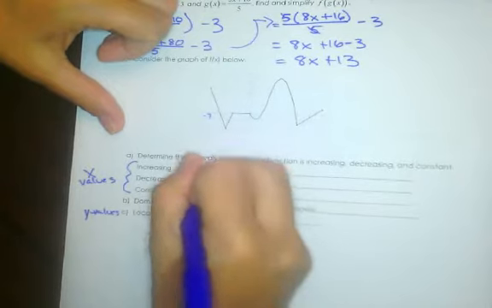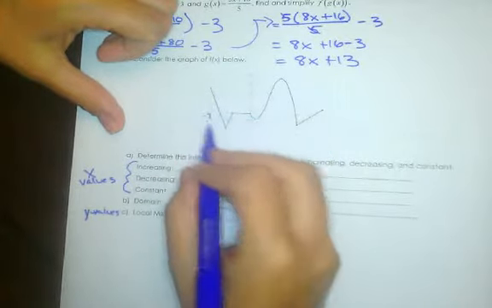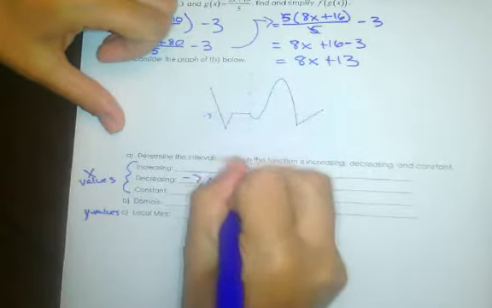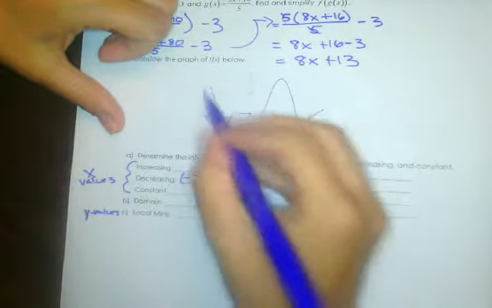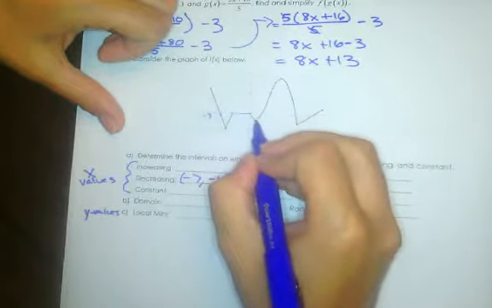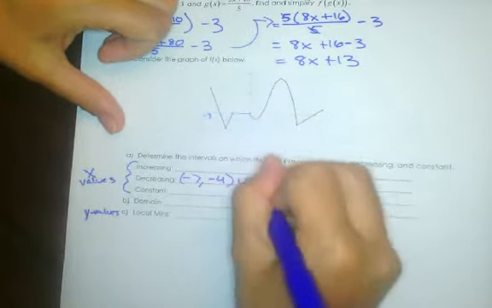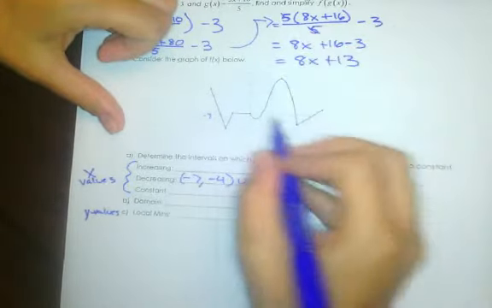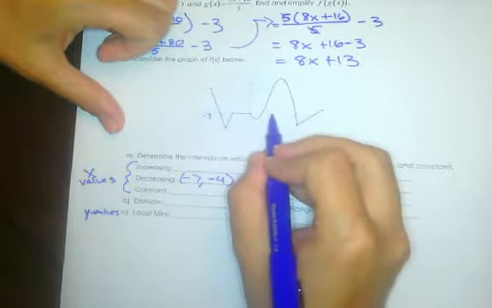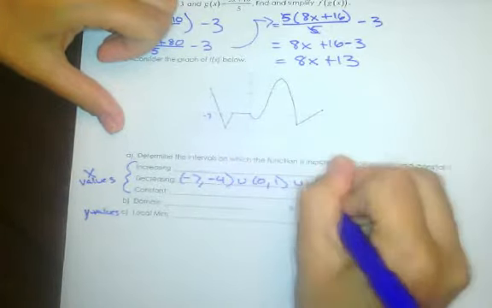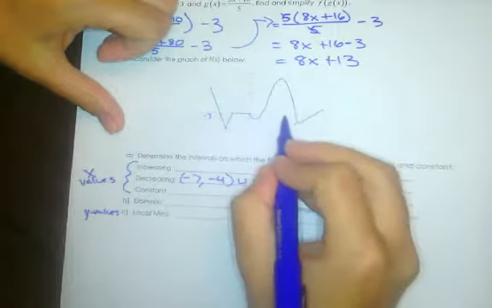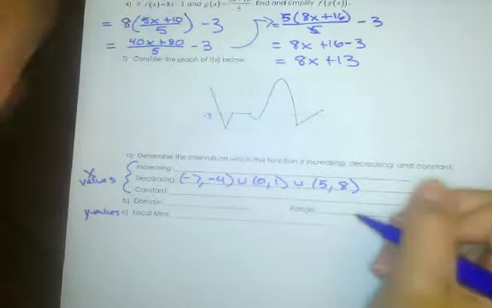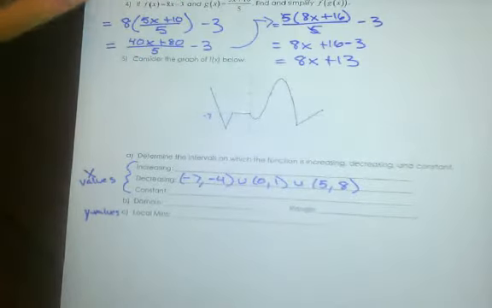So it's decreasing from -7 all the way until -6, -5, until -4, okay? And then it's increasing, constant, and then it's decreasing again from 0 to 1. So from 0 to 1, union, and then it's decreasing again. There's 1, 2, 3, 4, 5, 6, 7, 8. So decreasing there over that interval.